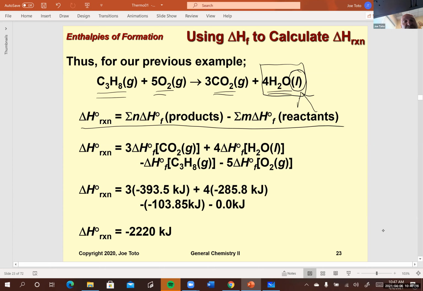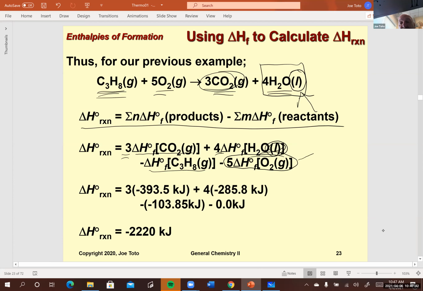So I start with my products first. So I have 3 CO2. So 3 times the delta H of formation of CO2 plus 4 times the delta H of formation of liquid water minus 1 times the delta H of formation of propane minus 5 times the delta H of formation of oxygen gas.